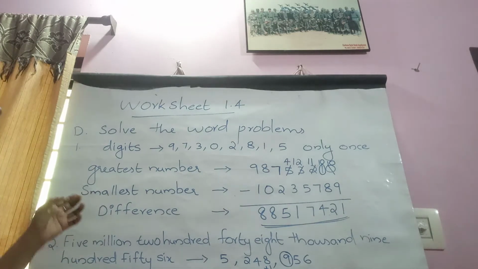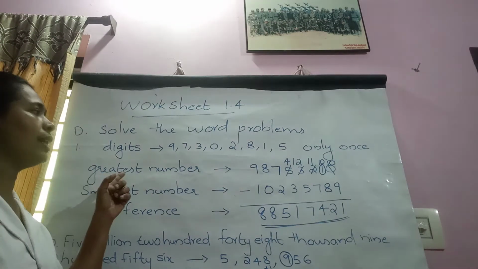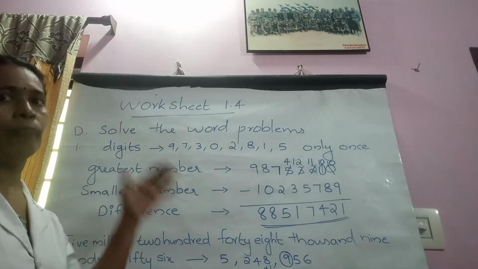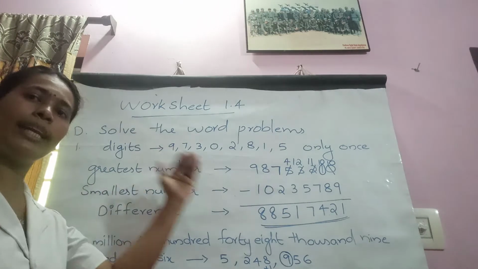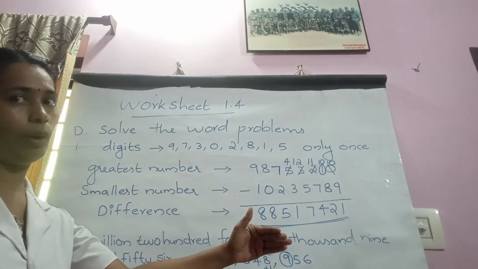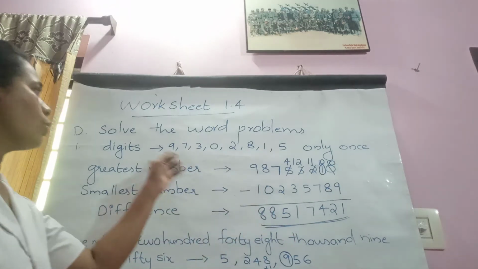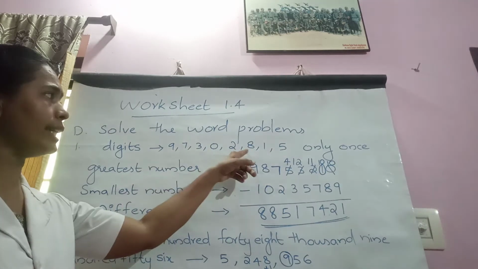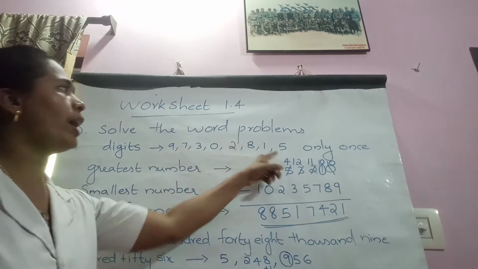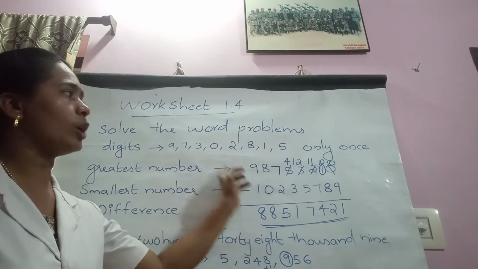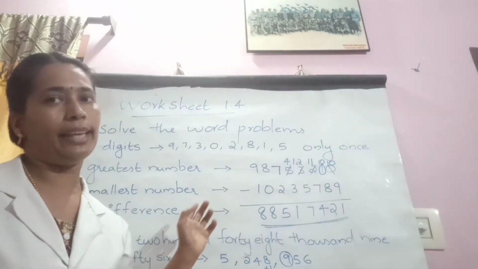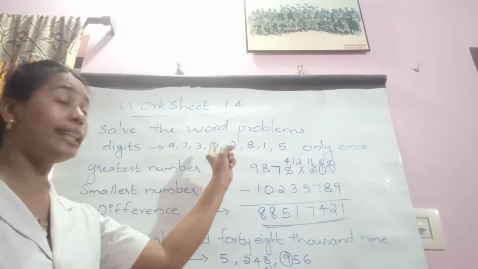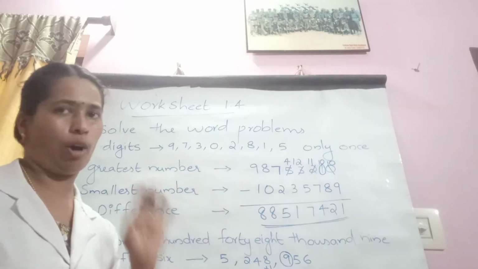So let us see, using the digits, the greatest number that can be formed is, I told you already, we have to write the descending order of the values of the digits. So first, the greatest one is 9. Next is 8, 7, 5, 3, 2, 1, 0. Don't put commas while writing a number. These are the digits given, that's why they have used commas.